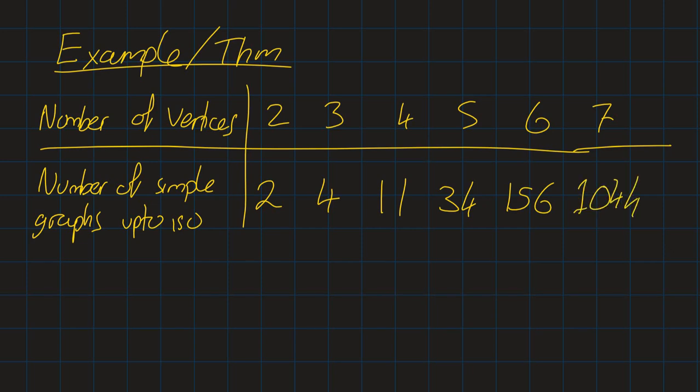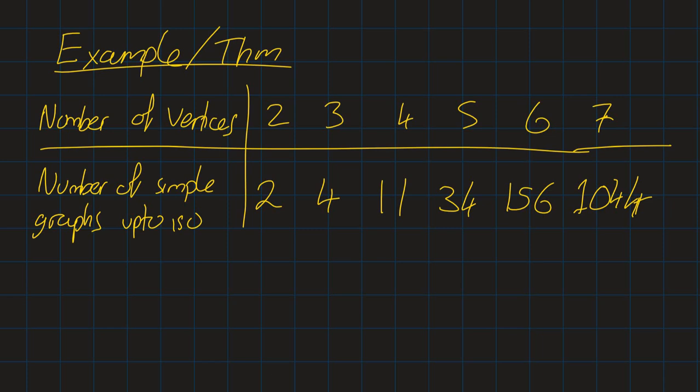Okay, obviously, I don't expect you to memorize these numbers. I just think it's interesting to know that people have worked out and classified how many simple graphs there are on 7 vertices. And there's a lot. There's 1044.